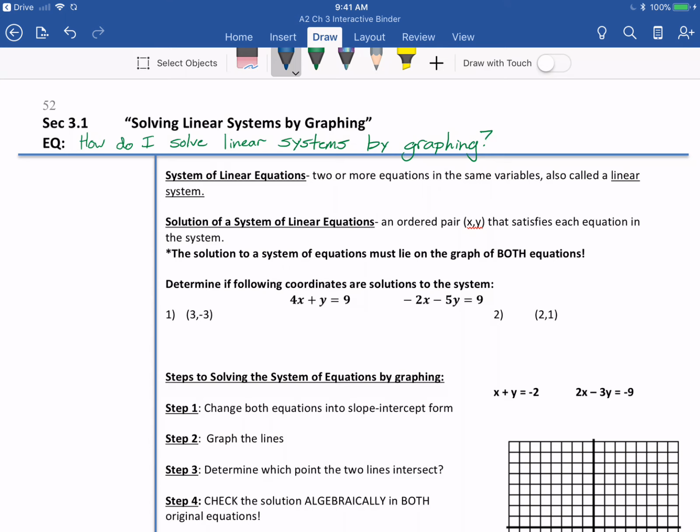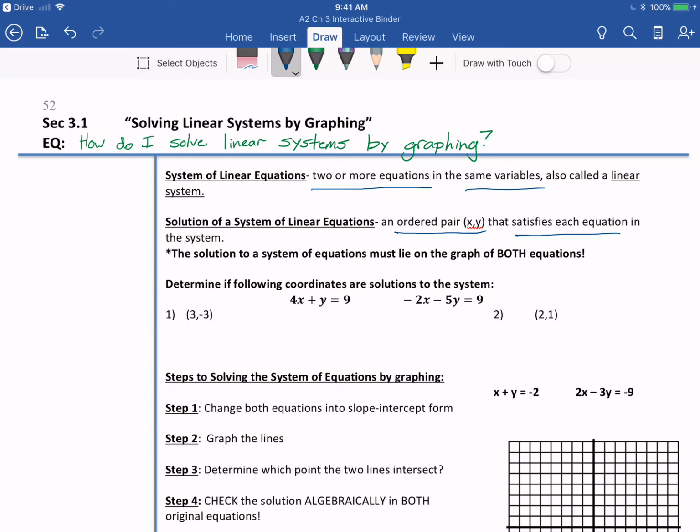Alright, awesome. So, Section 3.1 is solving linear systems by graphing. Really the whole Chapter 3 is solving these linear systems. To just jump in here, a system of linear equations is two or more equations in the same variables. So as I look here, I have two equations. We're always going to have these two equations. They might be in y equals mx plus b, they might be in standard form, who knows. But these systems of equations, we're going to look to solve them. And a solution to the system of equations is an ordered pair (x, y) that satisfies each equation in the system.